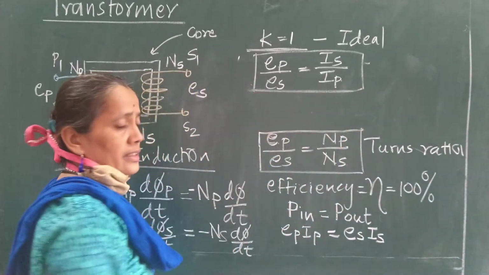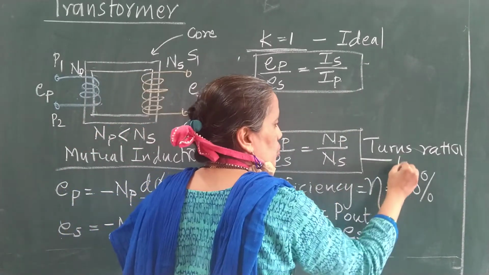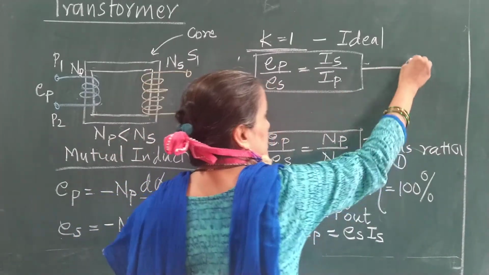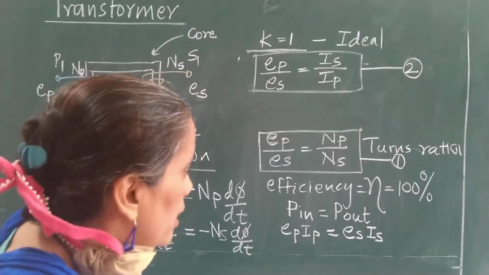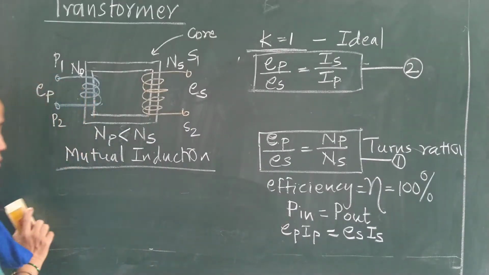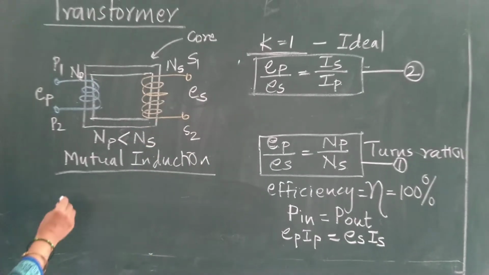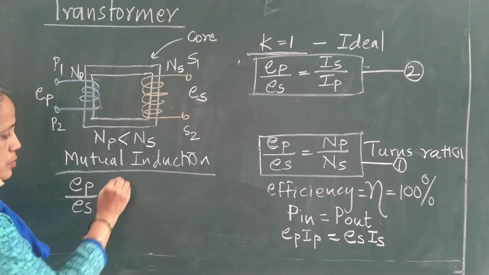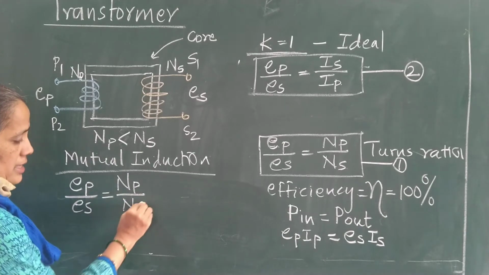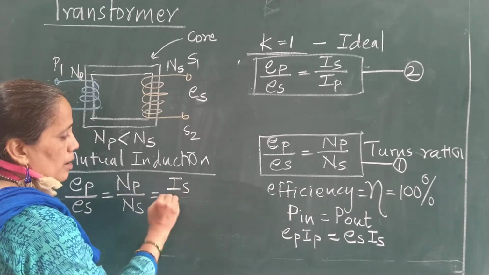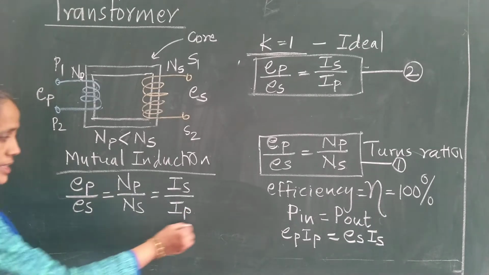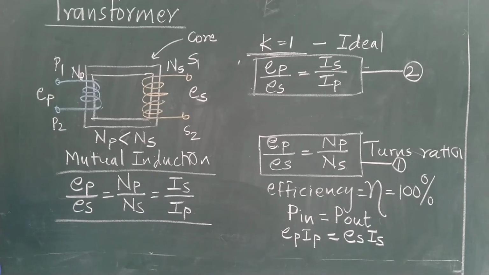So this equation I consider. Already we have got the turns ratio, which I can call equation 1. From efficiency I am getting this equation 2. Now combining equations 1 and 2, I can write EP upon ES must be equal to NP upon NS, which is equal to IS upon IP. Clear? So this is the important equation. This is called the transformer equation in the case of your transformer.